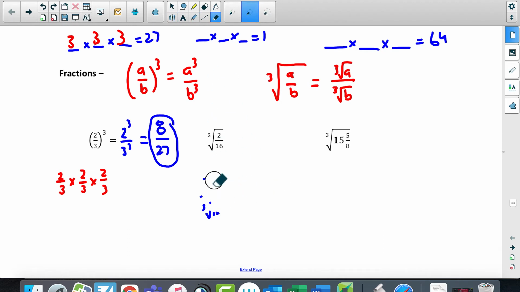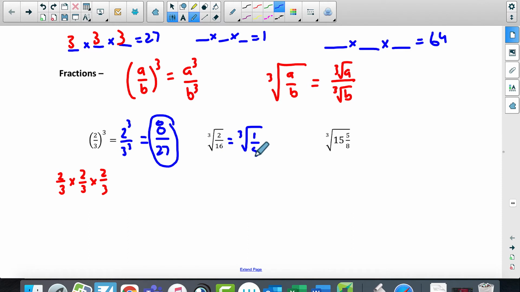No. Remember my advice from before with square roots. If you're dealing with fractions, make sure you always put them in lowest terms. So, uh-oh, I forgot my equal sign. We should have cube root of 2 over 16. Divide them both by 2. 2 divided by 2 is 1, and 16 divided by 2 is 8. Okay, now you can do this.